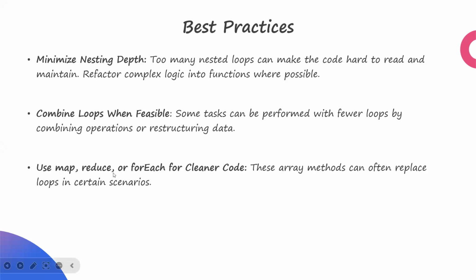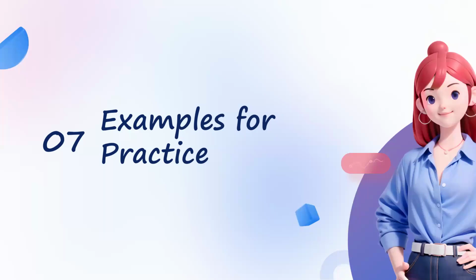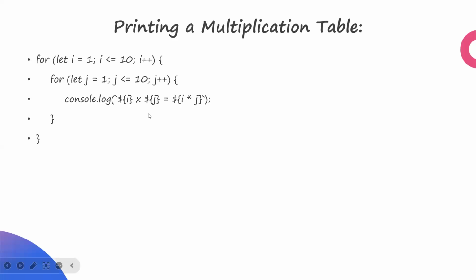You can also use map, reduce or forEach for cleaner code. Don't worry, when we talk about arrays, we are going to talk about all these array methods, and we're going to explain all of them. Whenever you're working with arrays, always use map, reduce, forEach for better code. In as much as you can, only use nested loops when you don't have any other option. So let us see some examples. Let us print.